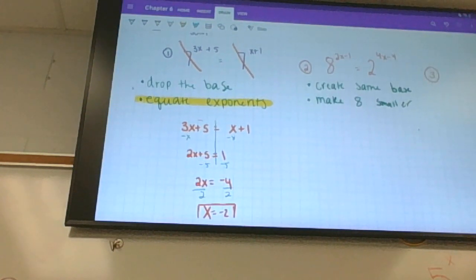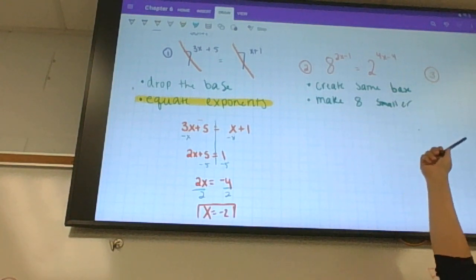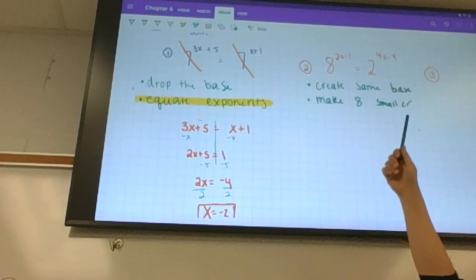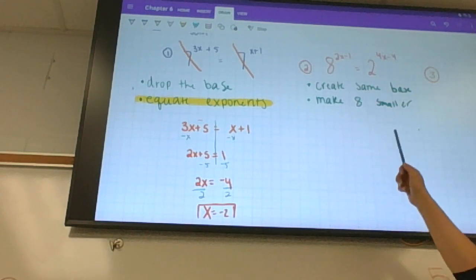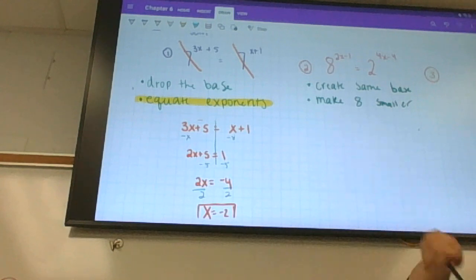Alright, let's do number 2 real quick. Piece of cake. In number 2, we don't see the same base on both sides, but we can create the same base on both sides. The issue is people think they make the 2 turn into an 8. That's the big mistake students make. What you do is you make the bigger number smaller. I'm going to bring the 8 down to the 2. That might not make sense right now, but eventually it will.